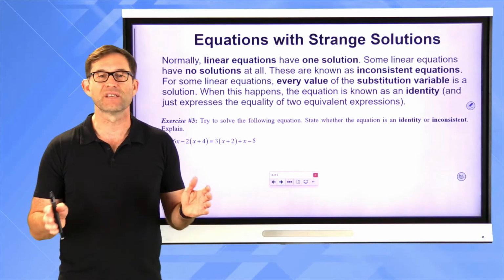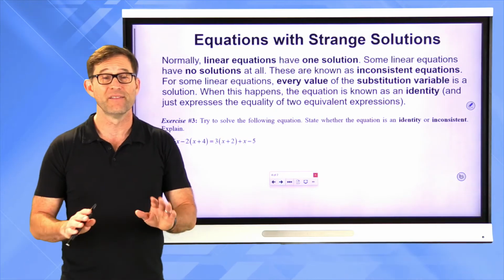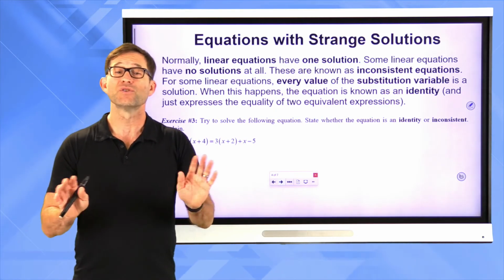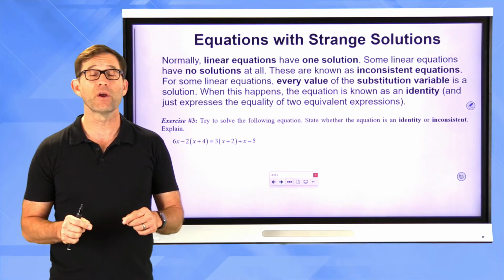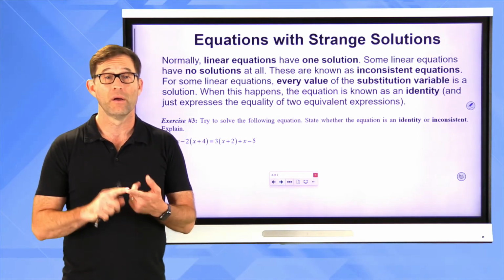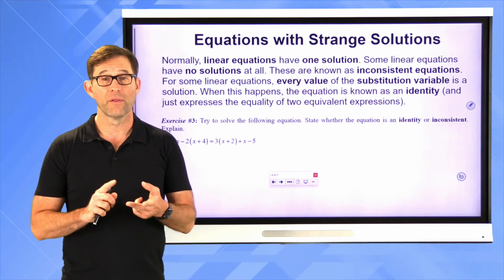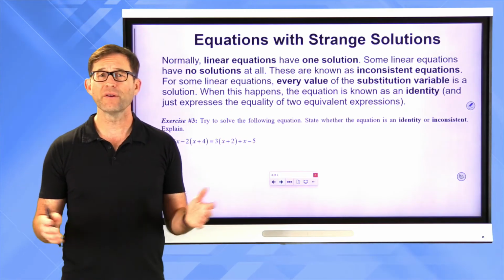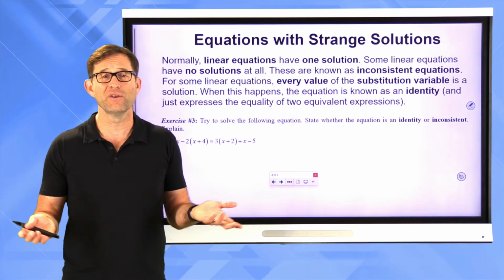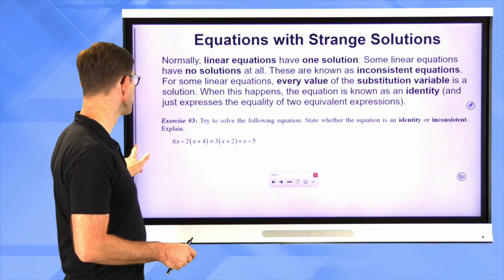And it really is just expressing the equality between two equivalent expressions, you know? That's all it's saying. So what we're going to do for the rest of this lesson is just play around with trying to figure out whether equations are inconsistent, i.e. they have no solutions at all, or they're identities, meaning every value of x is a solution, or they're just normal linear equations that have one solution. All right, let's take a look at exercise number 3.